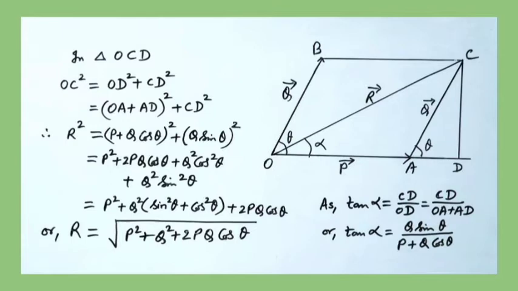As tan alpha is equal to CD by OD, which is equal to CD by OA plus AD. Substituting the values of the sides, we get tan alpha is equal to Q sin theta by P plus Q cos theta, or alpha is equal to tan inverse of Q sin theta by P plus Q cos theta. This gives the direction of the resultant vector R.